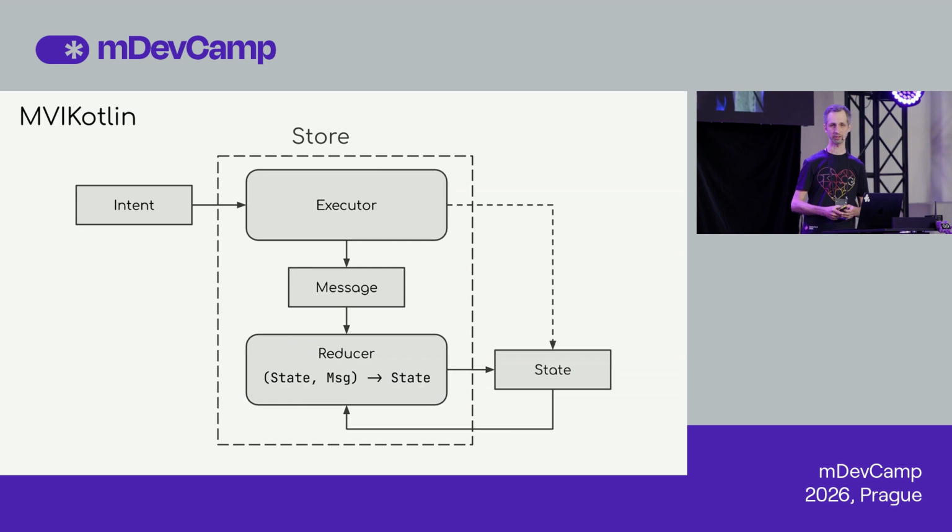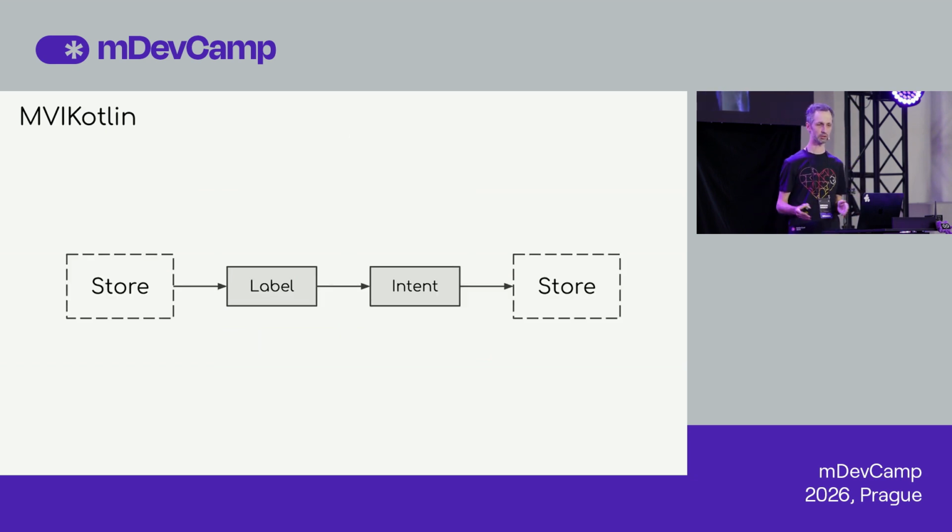Why store? Because it stores a state for you. And if you have multiple stores, let's say on the same screen you maybe have 2 stores, or you have a stack of screens, each with its own store, they can communicate between each other. One store can emit a label, a special, let's say, sealed class, and you can map this label to an intent and pass it to another store.